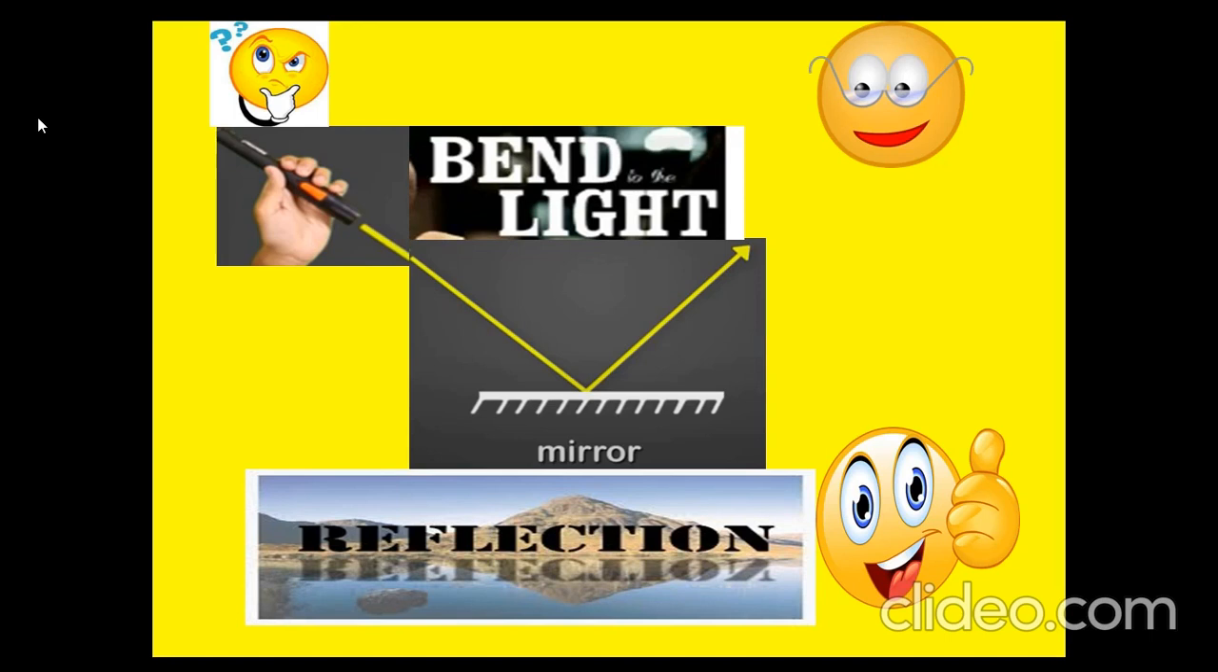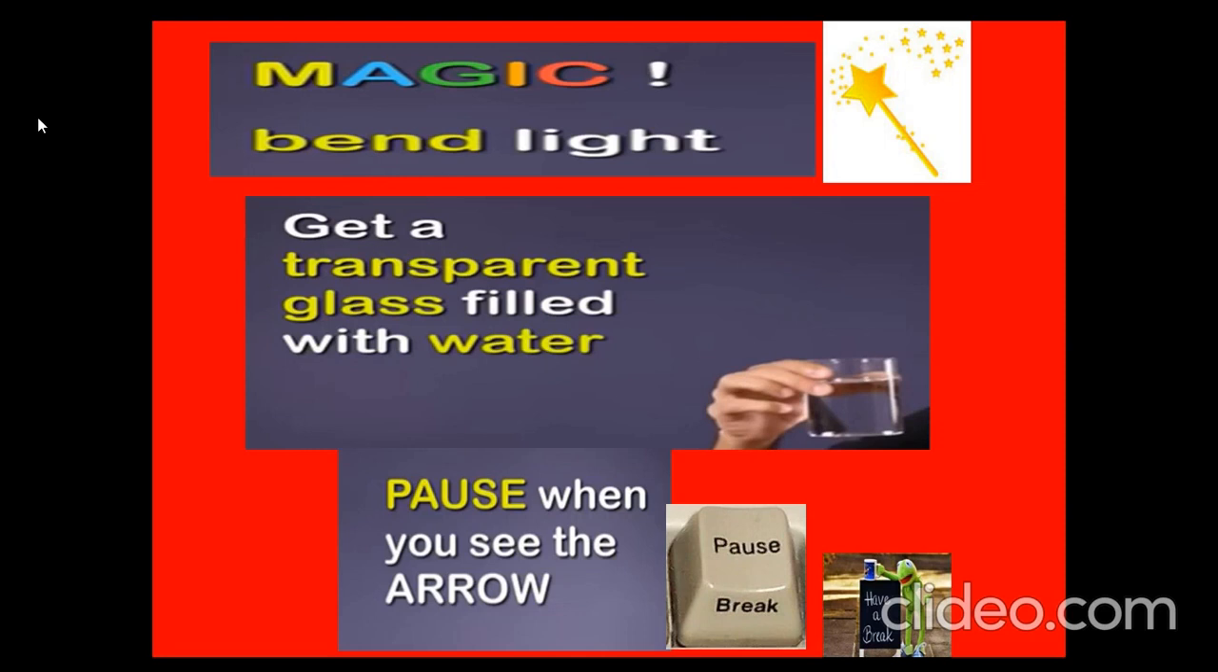But suppose I tell you to bend the light when moving in the same direction, then how will you do it? Do we have to do magic to bend its light? Let us see. Okay, you all do one thing.